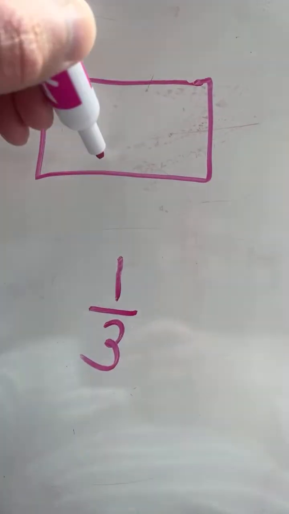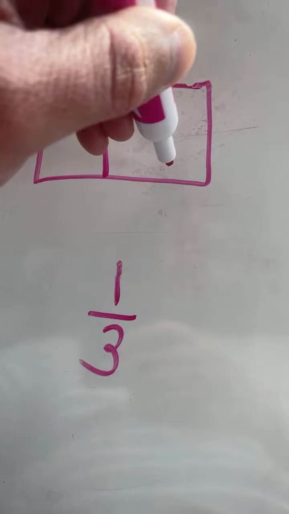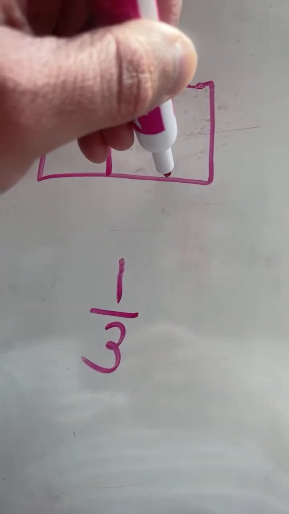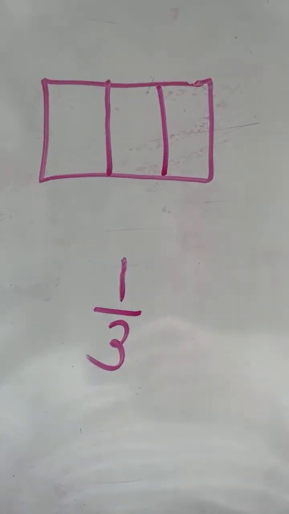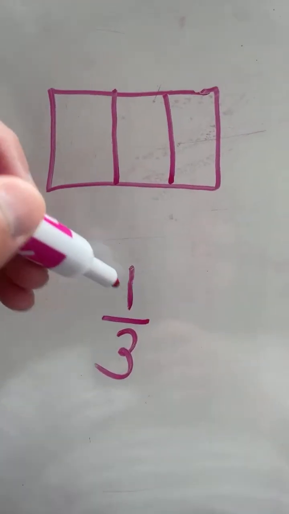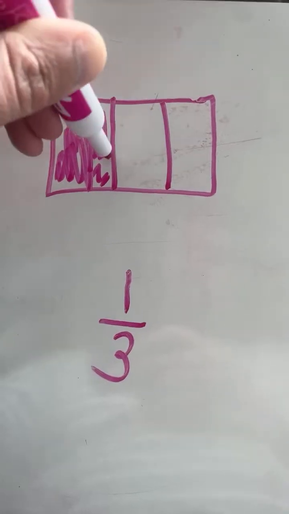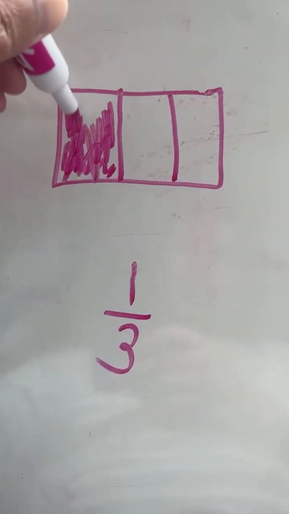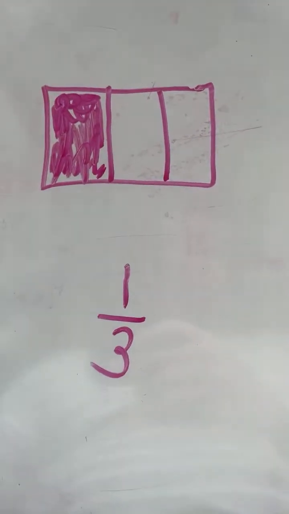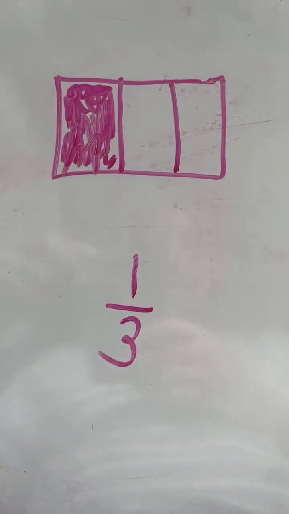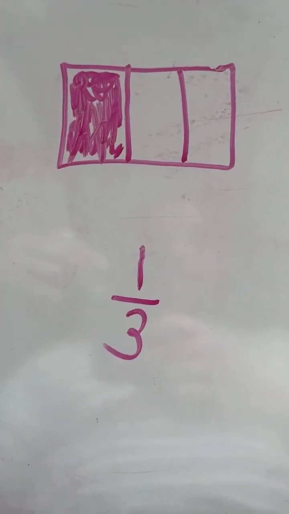3 is the total number of parts that we have. The top number, the numerator, represents how many of those 3 parts are shaded in. So since the numerator is 1, we're going to have 1 part shaded in. And we have our fraction model to represent 1/3. On to example number 3.